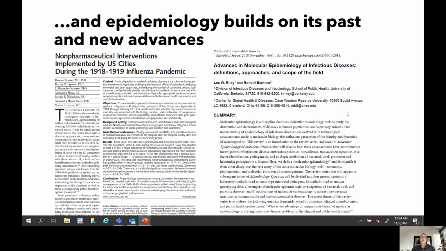And then also just to indicate that there have been advances in epidemiology, in this example, molecular epidemiology more recently, where molecular microbiology tools have been used to study the distribution and determinants of disease in human populations as an additional tool in the arsenal of methods now available, bringing in the whole lab component in a very rigorous and sophisticated way, doing phylogenetic analyses, etc. So for tracking outbreaks or epidemics.